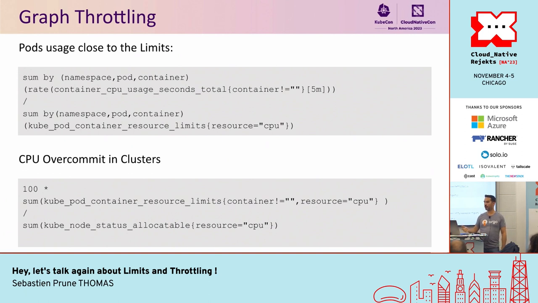And the CPU overcommit in the cluster. Because usually we want to stack the cluster, the nodes, as much as possible, so we get what we paid for. And we want to use everything. But it's good to track, because maybe you think you're getting your money back when you stack the nodes and use 100% of the CPU. But sometimes you actually throttle your application so much that you could have half of the pods, half of the nodes, and have the same throughput in the end. So be sure to check these kinds of things.